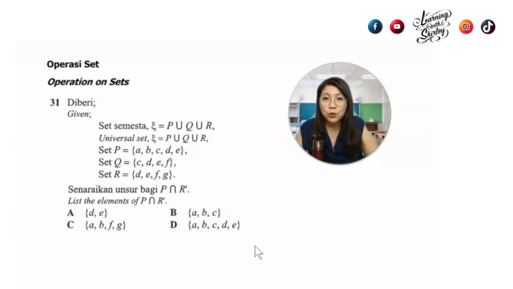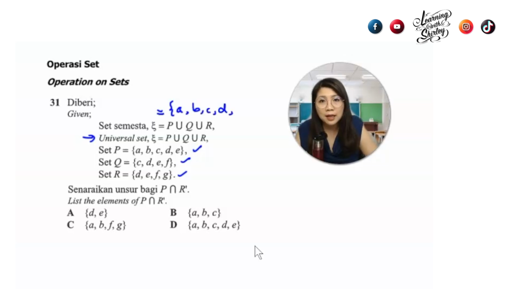Okay, so given universal set is P union Q union R, and set P is A, B, C, D, E, Q is C, D, E, F, and R is D, E, F, G. So here the universal set is not given. So we're going to list down all the elements in P, Q, and R. So it will be A, B, C, D, E, F, and G. Okay, so this is the universal set.